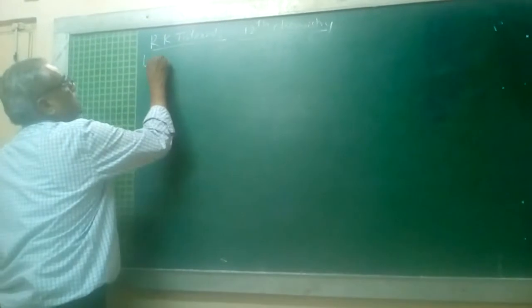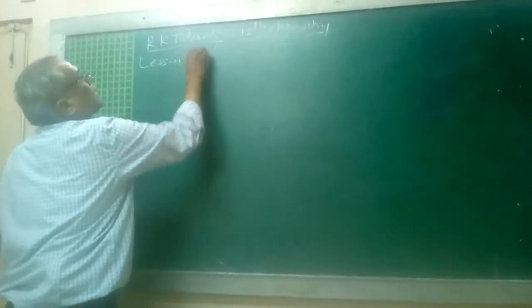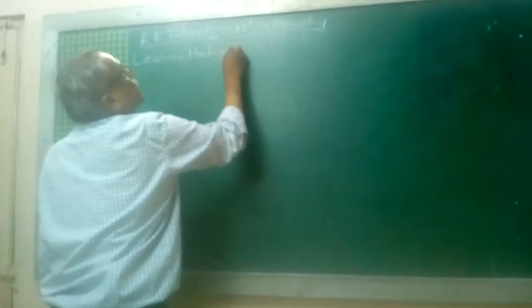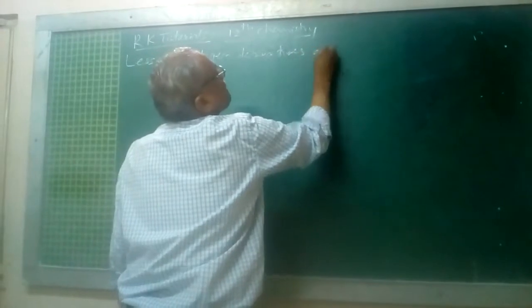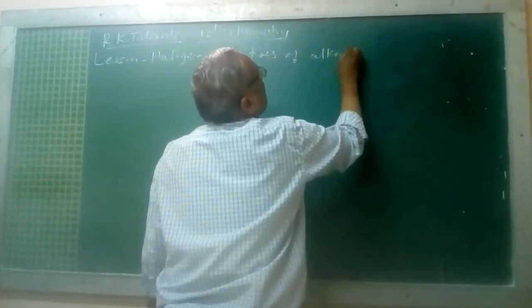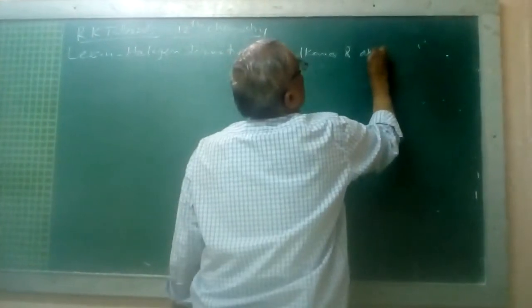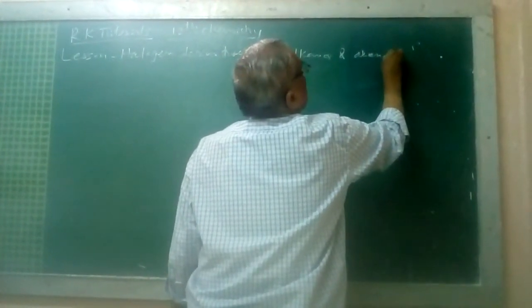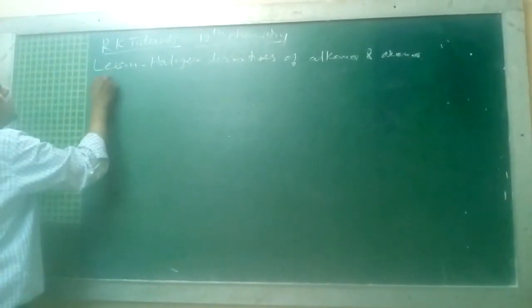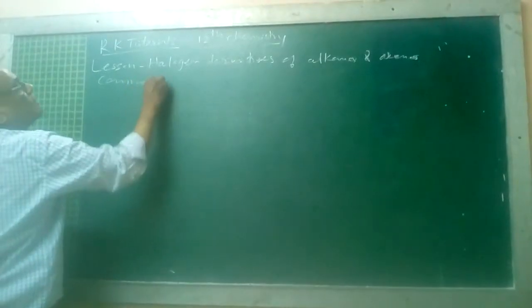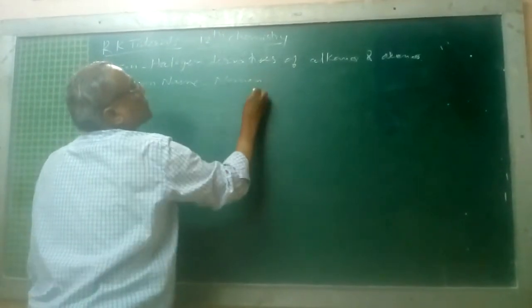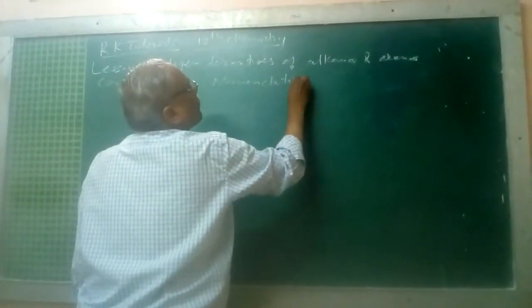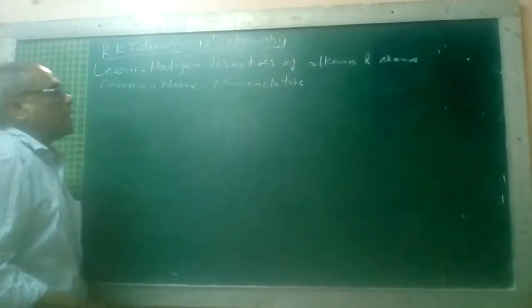Alkanes and arenes. Halogen derivatives of alkanes and arenes. In the last period we have seen the common names of these compounds. Now we will continue the common names under the heading nomenclature. We are going to see the nomenclature of the halogen derivatives of alkanes and arenes.